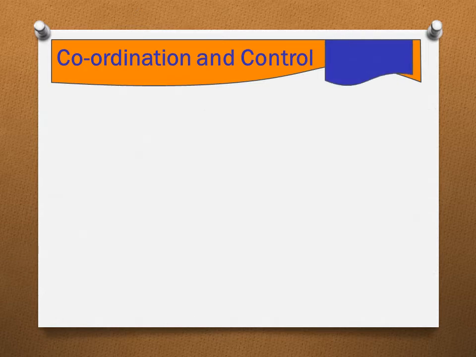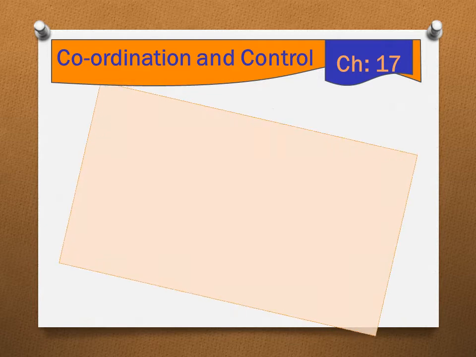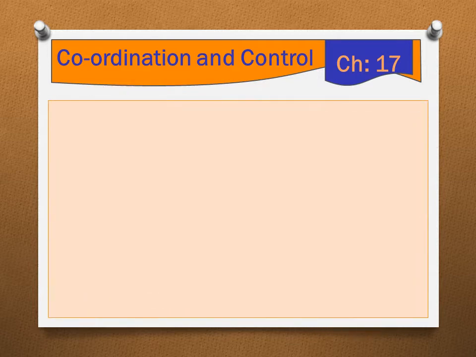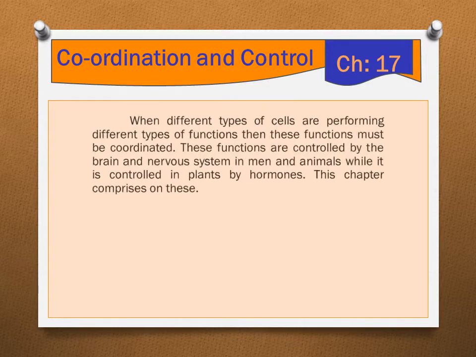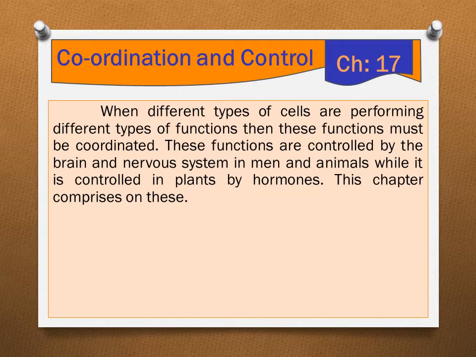Coordination and control. In this chapter, we gain knowledge about the working of different systems in a single plant or animal body, how these functions are coordinated with each other and how these are controlled. In human or animals, these functions are controlled by the nervous system and brain, while in plants, the major functions are controlled by auxins or hormones.